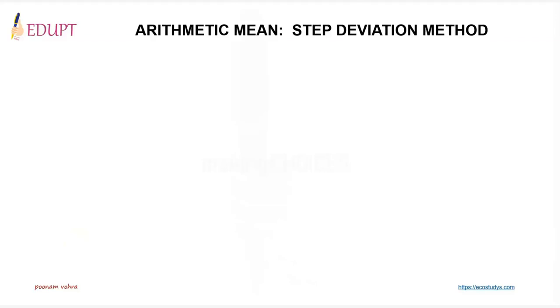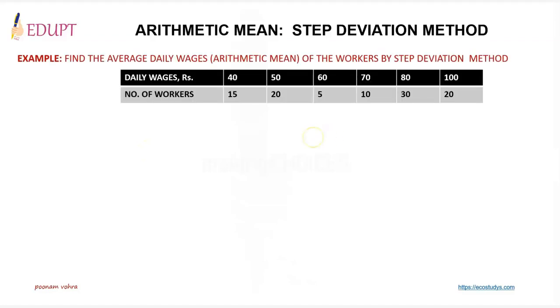Let us now understand the step deviation method of finding arithmetic mean through a numerical example. This numerical example is about the daily wages of the workers. One needs to find average daily wage by step deviation method.